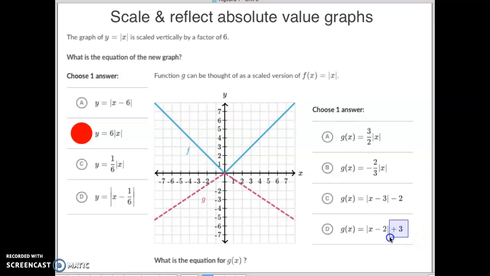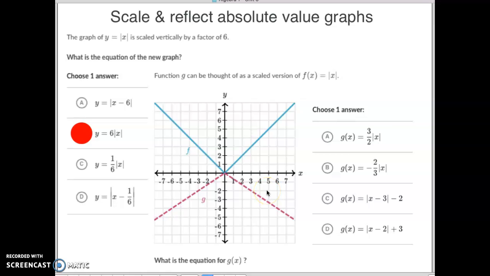So this one would scale the thing up 3. So the blue one would go up 3, and then this one would shift it 2 to the right because it would take a positive. So it would go up 3 and over 2. Well, it doesn't start right there. This one would go down 2 and then to the right 3. So down 2 and then the right 3. And well, it doesn't start right there either.